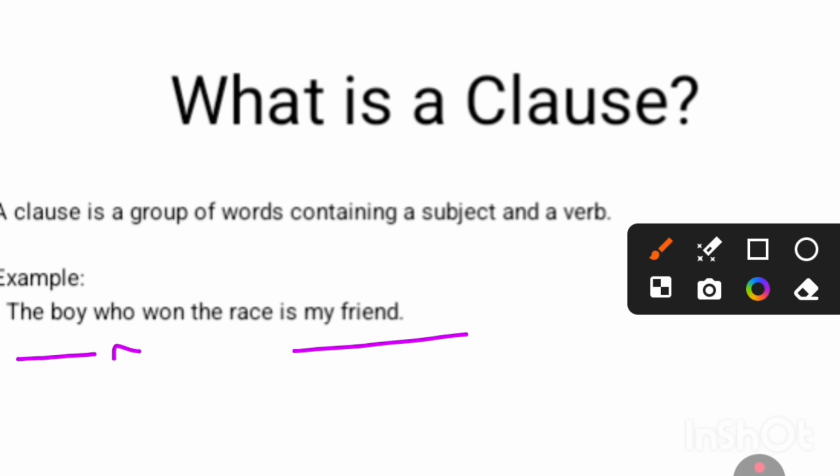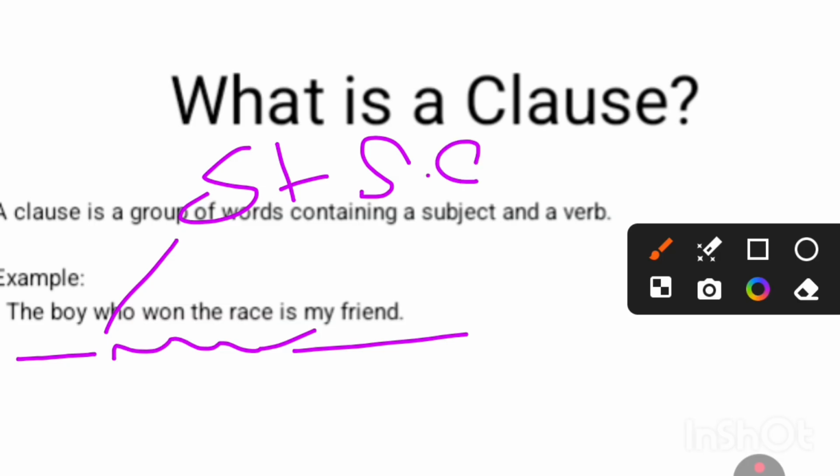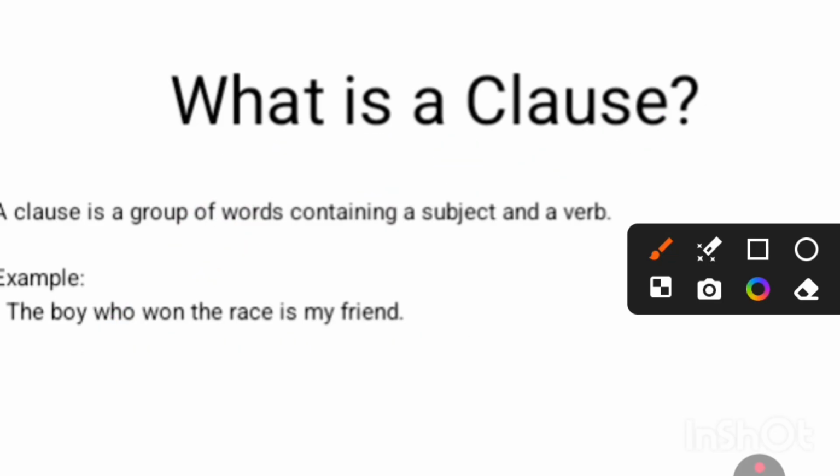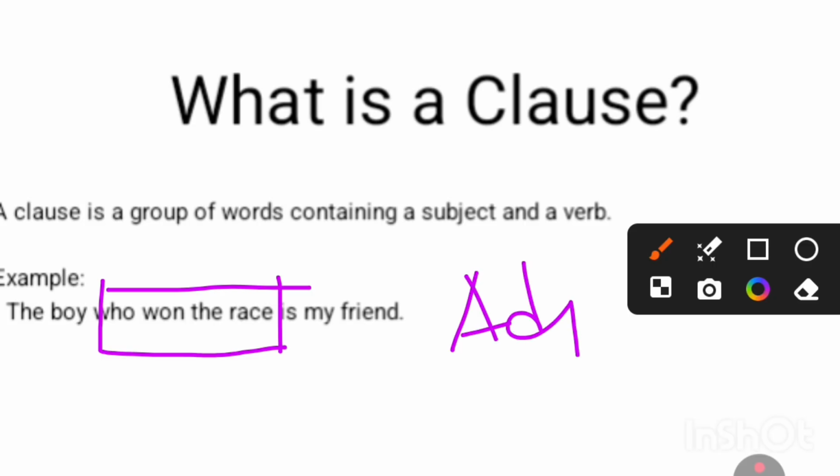And this part, who won the race: here you can see who is the subject as well as the subordinating conjunction, and won is the finite verb. So this part is subordinate and it is a complex sentence. And here you can see this part, who won the race, is basically an adjective clause. Why is it an adjective clause?